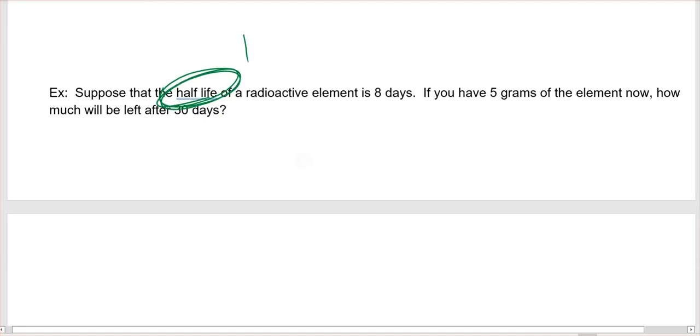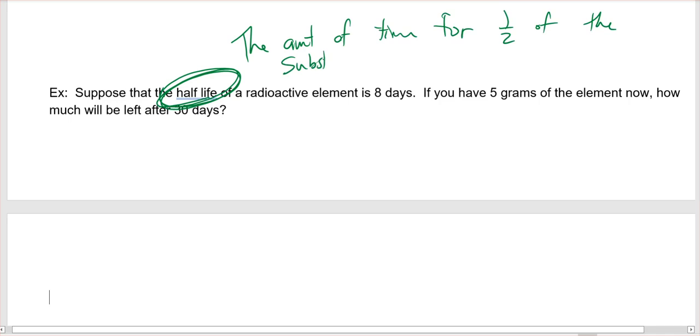So half-life, this is the amount of time for half of the substance to decay. So for this one in particular, if I start out with 5 grams of the element now, in 8 days, I'm only going to have half of that. So in 8 days, I'm going to have 2.5 grams.